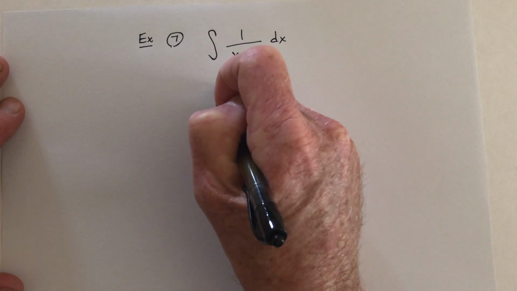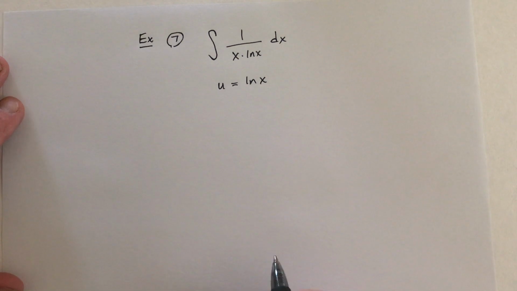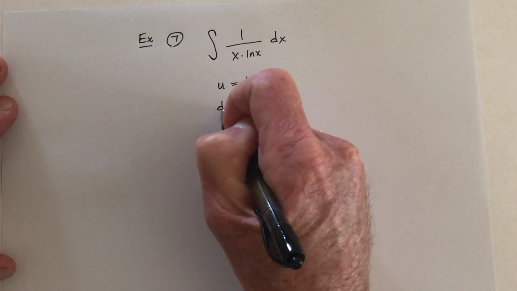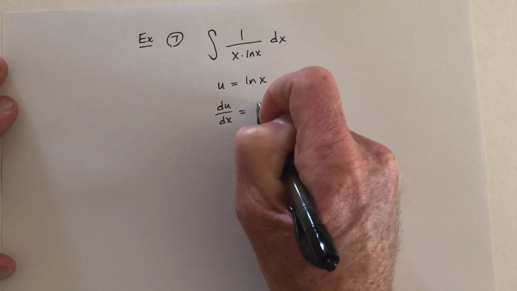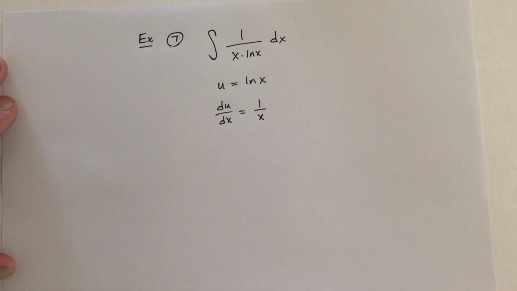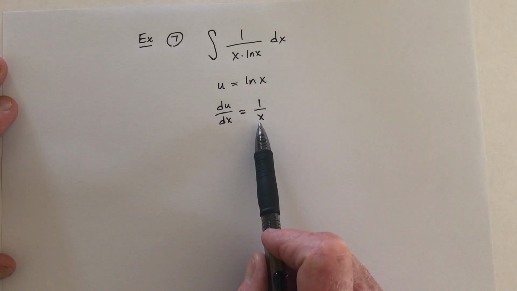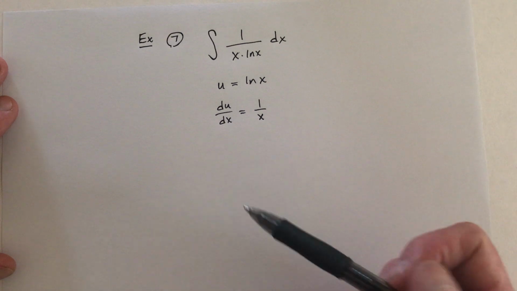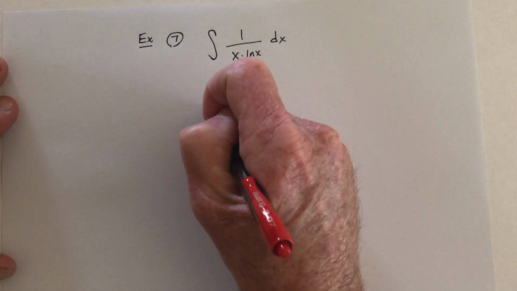So what I'm going to try next is let u equal just the natural log of x, because that way when I do the derivative, I don't have to do the product rule. Also, the derivative is going to give me something simpler, because the derivative of natural log of x is just 1 over x. Not only is it simpler than what I just tried, but also 1 over x is sitting right here in the problem, which is perfect. So this u substitution is going to work.